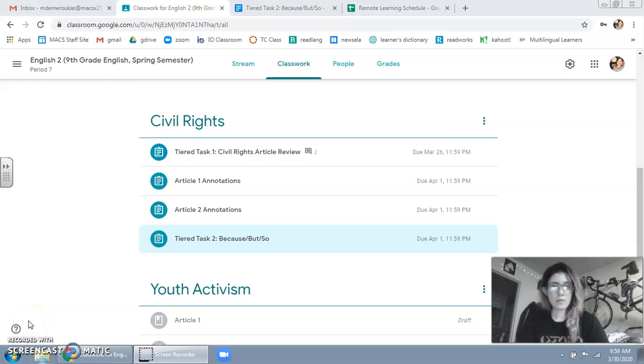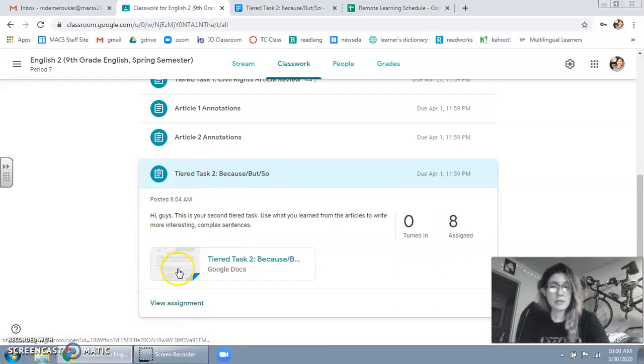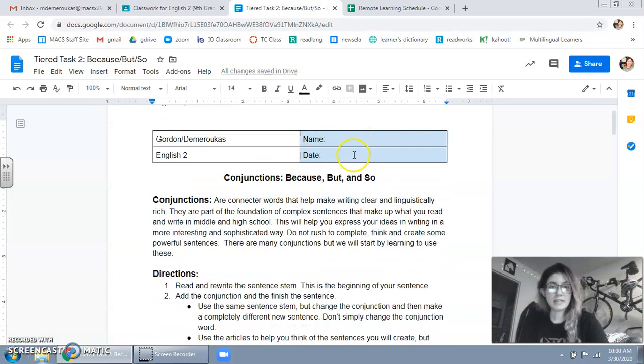Hey guys, I'm going to walk you through tiered task 2, and hopefully this will make it pretty easy for you. So, you're in classwork, you scroll down to civil rights, you've completed the work from last week, you did Article 1 and Article 2 annotations and submitted them. Next, you click on tiered task 2, you'll have the file, you click it to open, and it should look like this. Name and date.